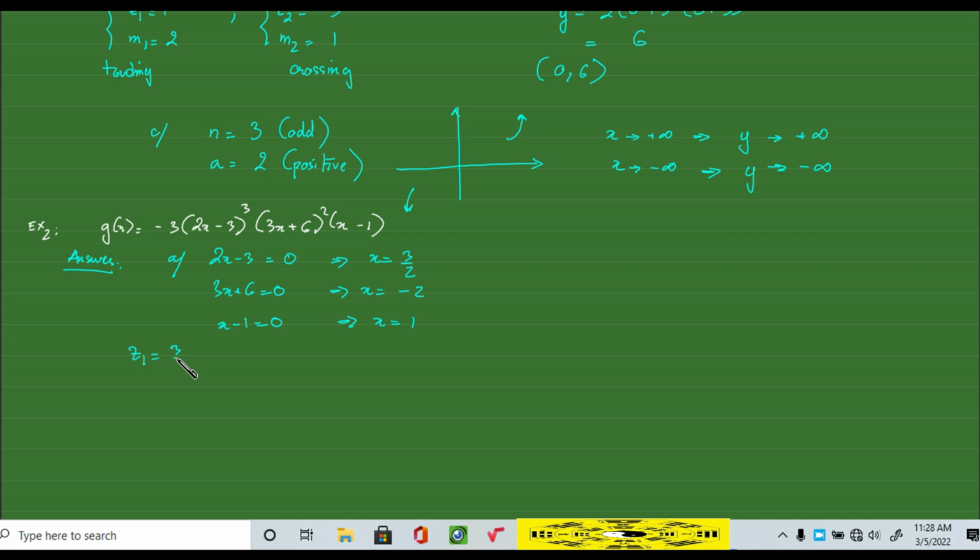So z1 will be 3 over 2, corresponding to multiplicity m1 equal to 3. z2 will be negative 2, corresponding to m2 equal to 2. And z3 will be 1, corresponding to m3 equal to 1. Then, because the multiplicity is odd, it will be crossing the x-axis. This one is touching the x-axis, and this will be crossing the x-axis.